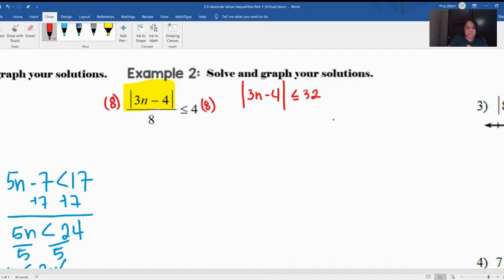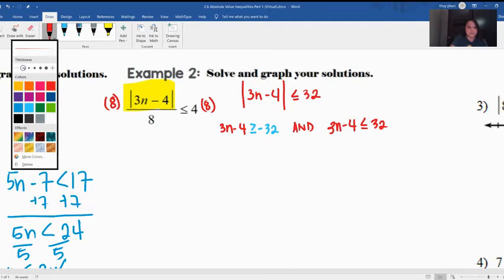So here are my two inequalities. I get 3n minus 4, and remember, we were going to reverse the inequality symbol if I'm going to bring in the negative. So it's greater than or equal to -32. The other one is, and don't forget to write your and, 3n minus 4 is less than or equal to 32. So we're going to go ahead and solve for that.